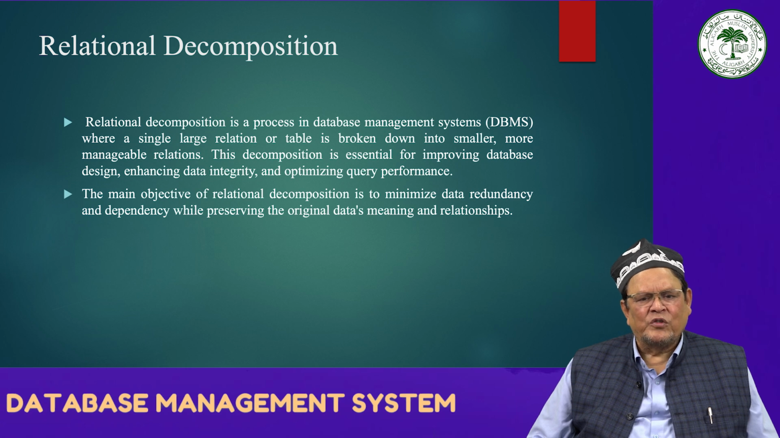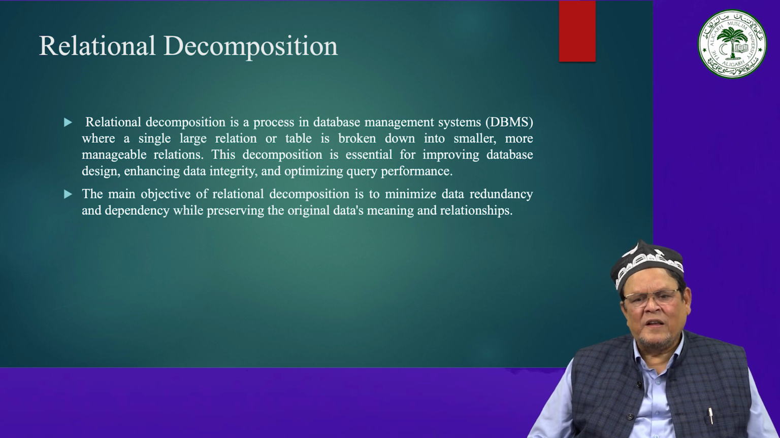During relational decomposition, it is crucial to consider factors such as functional dependencies between attributes, ensuring that the resulting smaller relations maintain these dependencies. Lossless join decomposition is also important, as it guarantees that the original relation can be reconstructed from the decomposed relations without losing any information.